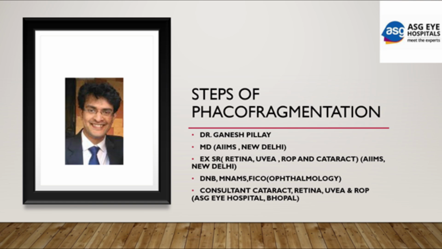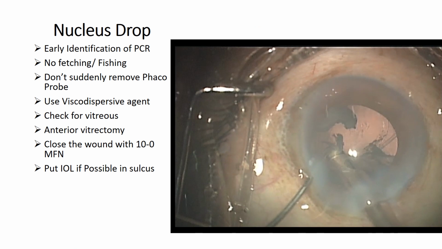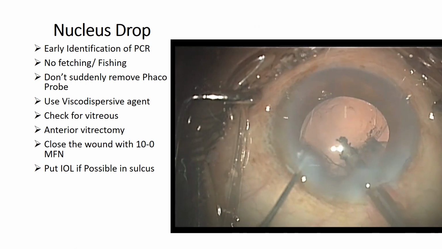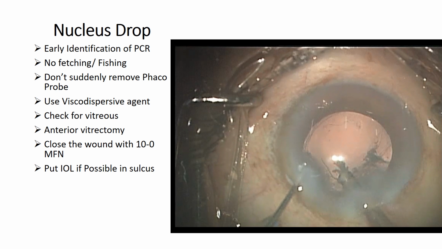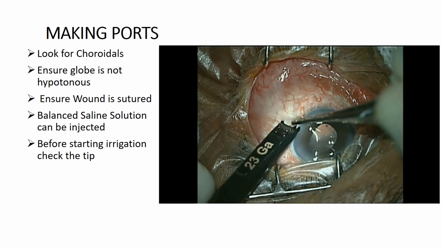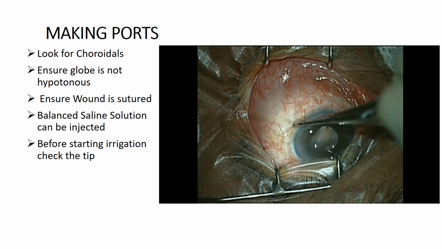PCI during cataract surgery can be a nightmare. We'll be discussing the steps of phaco-fragmentation post a nucleus drop. Whenever a nucleus drop happens, make sure you do a good anterior vitrectomy and put an IOL if possible.